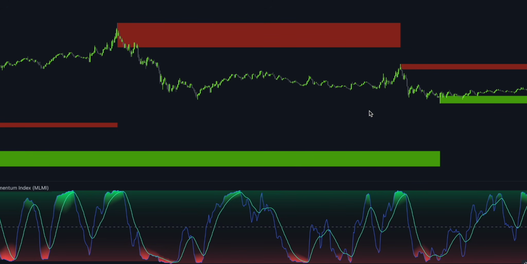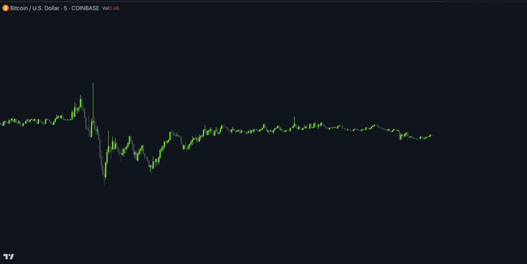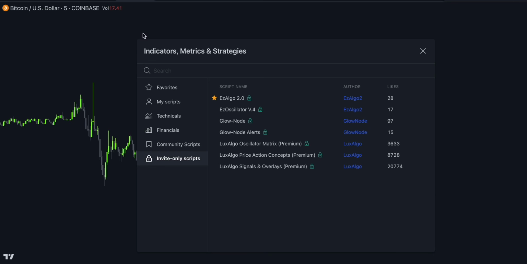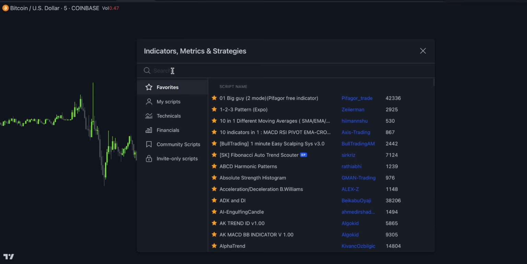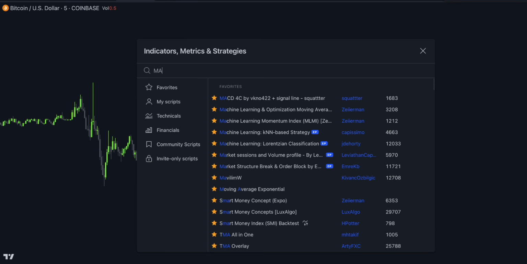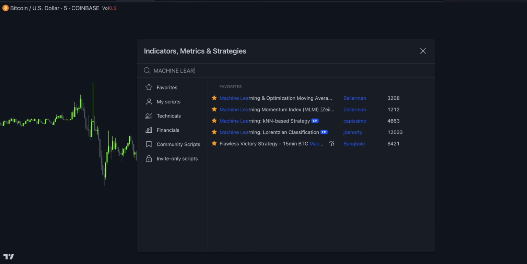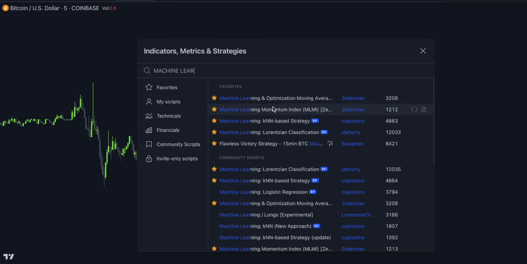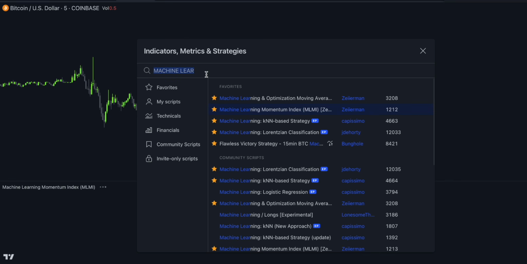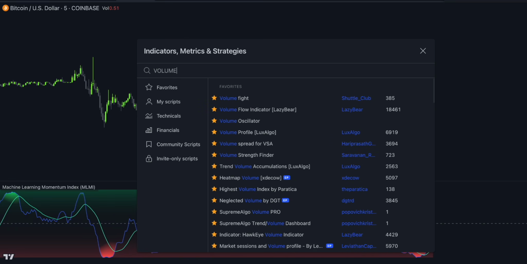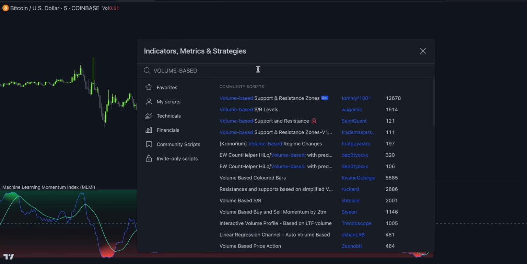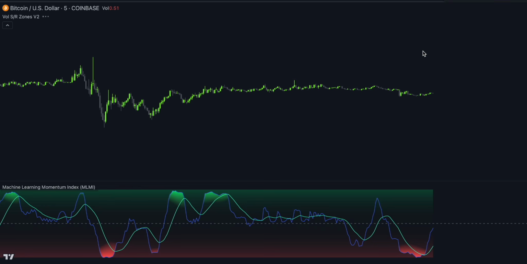Let's return to our trading strategy. In order to build the same setup you see on my screen, you'll need to first open any chart on TradingView and click on the indicators. The first indicator you're going to search for is called the Machine Learning Momentum Index. This tool was published by Zimerman. The second indicator you'll need is called Volume-Based Support and Resistance Zones by Tommy F. 1001. Don't worry about the chart looking messy. I'll show you how to fix this in a second.